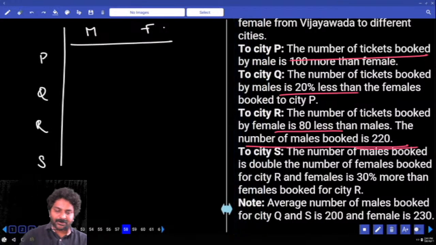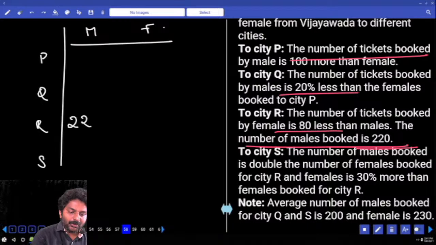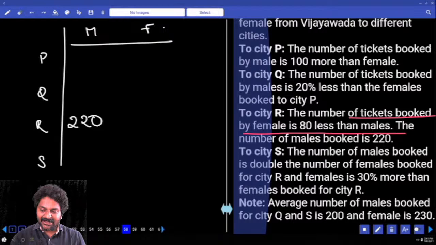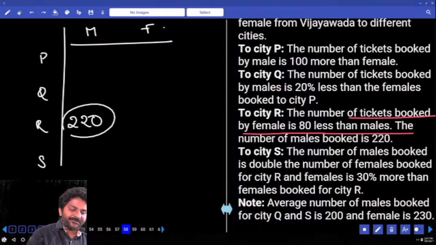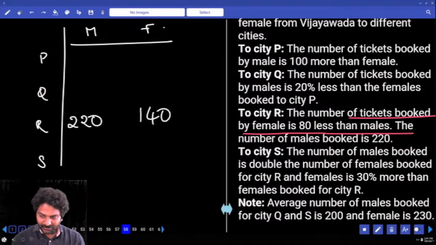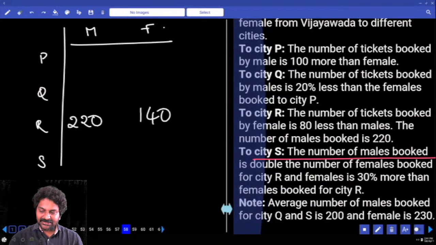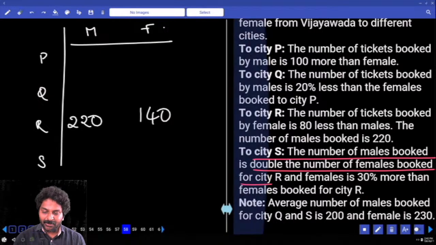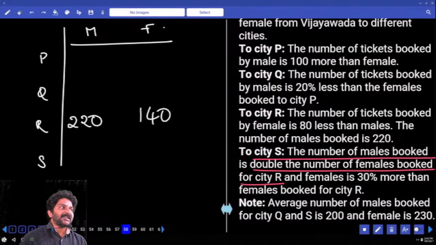Total number of males booked is 220 in R. Tickets booked by female is 80 less than male. From this if you subtract 80, that is 140. Okay, continue. Yes, number of male booked is double the number of female booked for city R. City R female are 140. Double these many number of male are there.